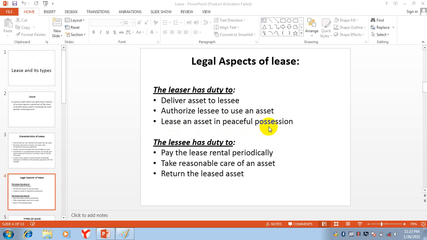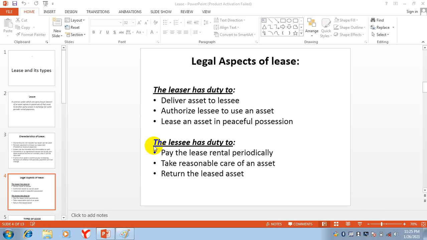It is in good working condition. There is no fault in that asset. So these are the duties of the lessor.